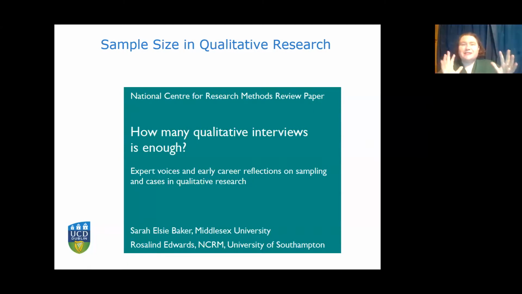So there is this debate in qualitative research about how many qualitative interviews is enough. And if you haven't come across this report by Baker and Edwards, I really recommend you read it. This was a series of interviews with both expert and early career researchers about how many interviews you need in a study.